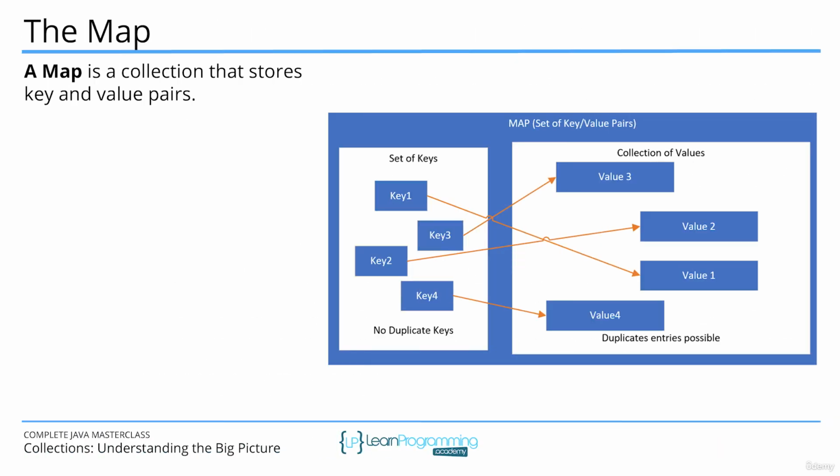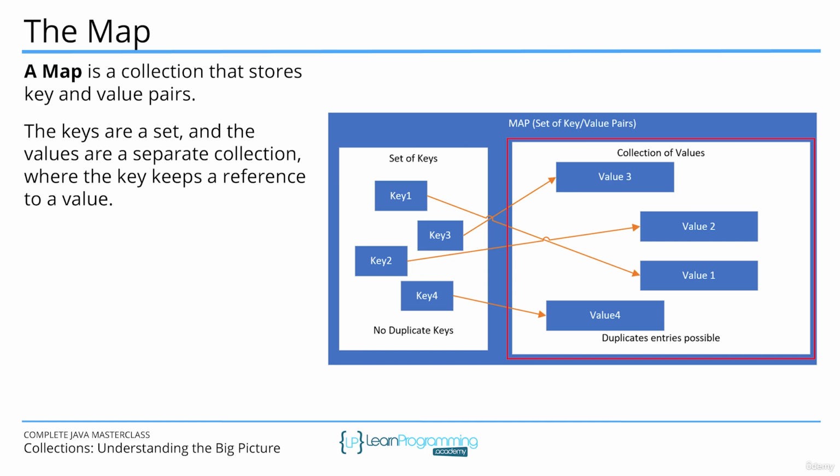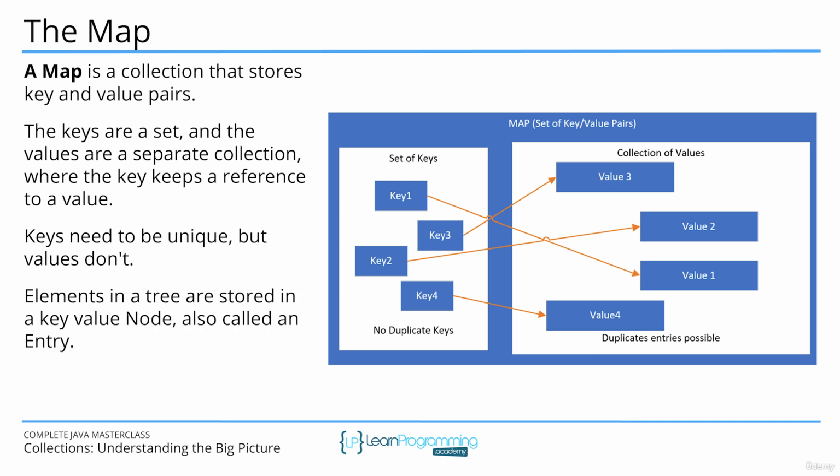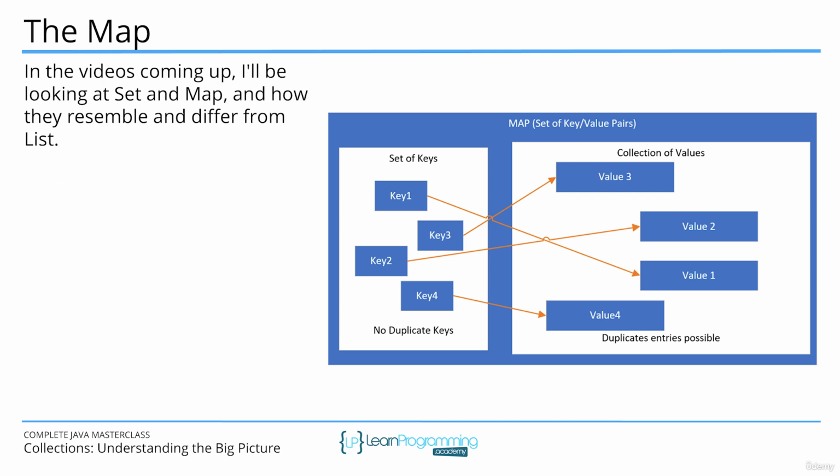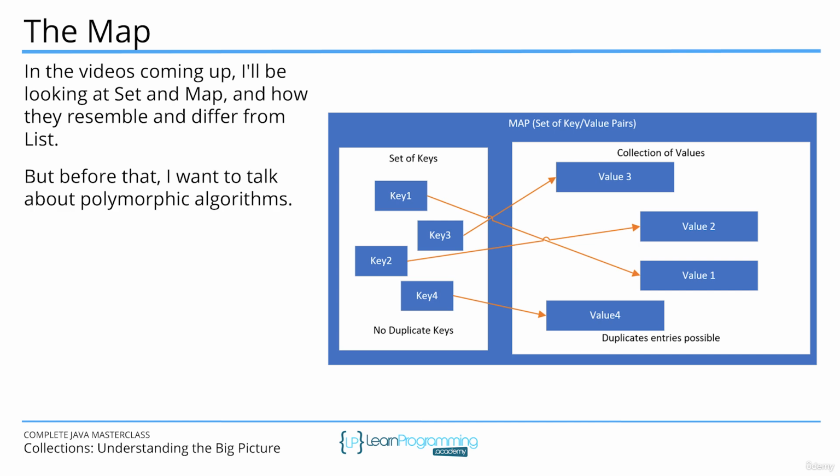A map is a collection that stores key and value pairs. The keys are a set, and the values are a separate collection, where the key keeps a reference to a value. Keys need to be unique, but values don't. Elements in a tree are stored in a key value node, also called an entry. In the videos coming up, I'll be looking at set and map, and how they resemble and differ from list. But before that, I want to talk about polymorphic algorithms.